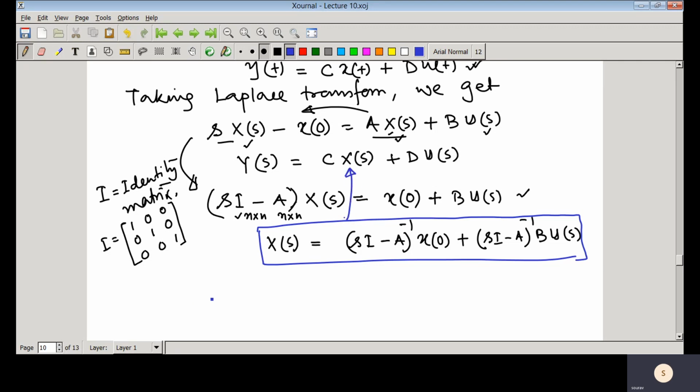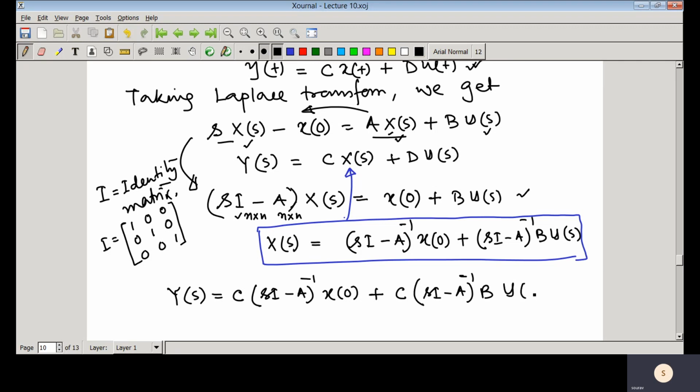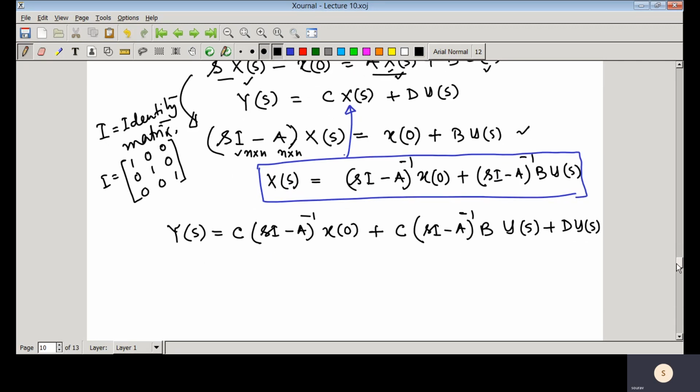Now if you replace this equation here, then what will we get? We get that Y(s) equal to C into (sI minus A) inverse x0 plus C into (sI minus A) inverse BU(s) plus DU(s). As we are interested in finding the transfer function, as you know, the transfer function is obtained whenever you assume that all initial conditions are 0.